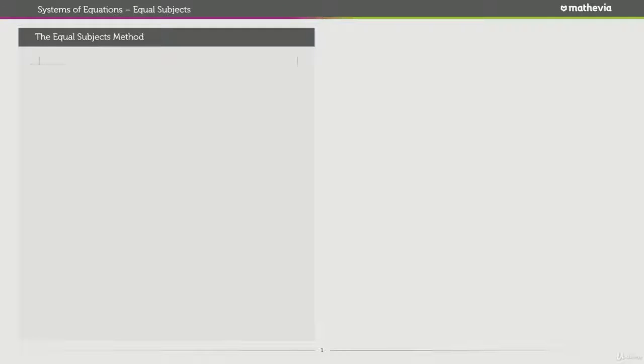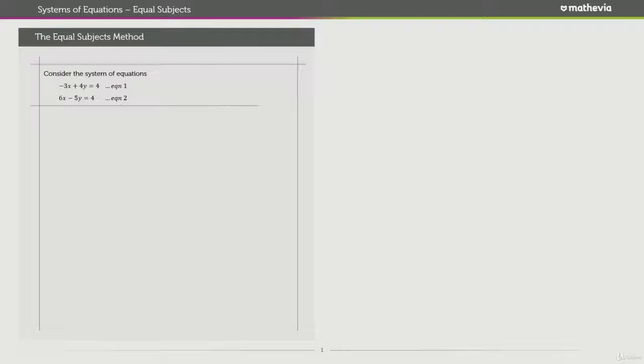So, systems of equations, equal subjects. Consider the system of equations: minus 3x plus 4y equals 4, and 6x minus 5y equals 4. Basically, we're looking to solve for x and y using the equal subjects method. We're just going to go ahead and label these equation 1 and equation 2.